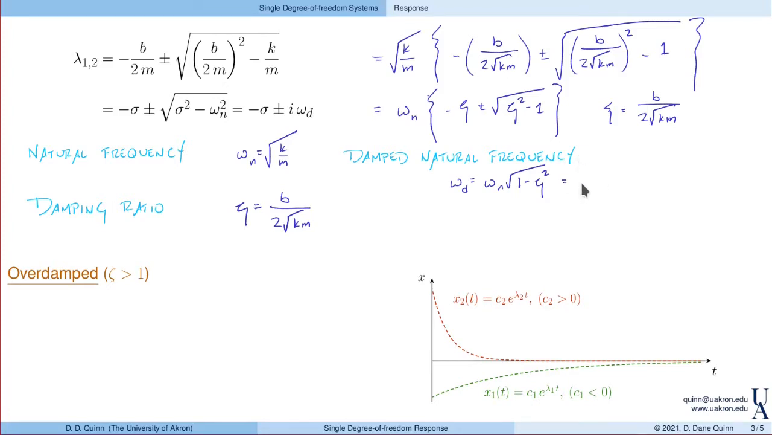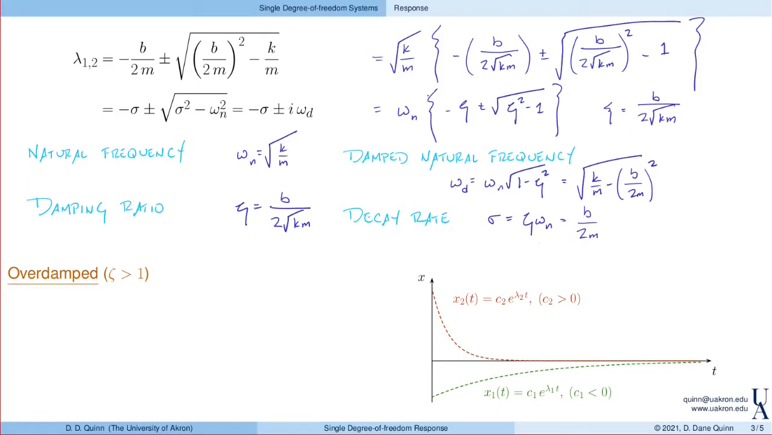And in terms of the physical parameters, that reduces to the square root of k over m minus b divided by 2m, all squared. Remember, inside the argument is basically the negative of this, so that we pull out that factor of i. Finally, we can identify this group as the decay rate. So the decay rate is defined as sigma, which is zeta omega n. And again, in terms of the physical parameters, that's b divided by 2m.